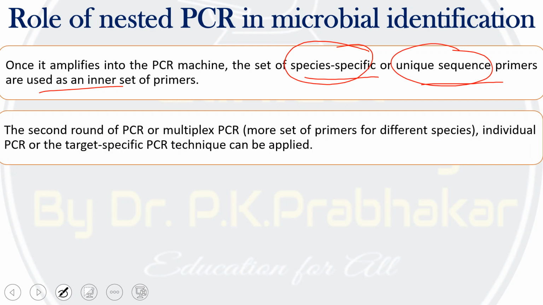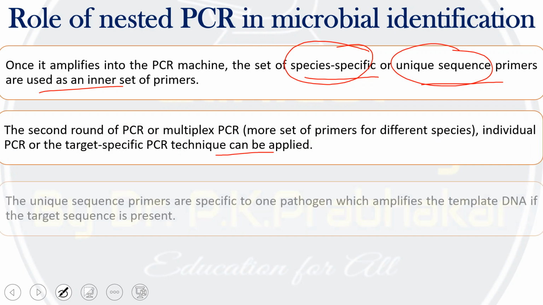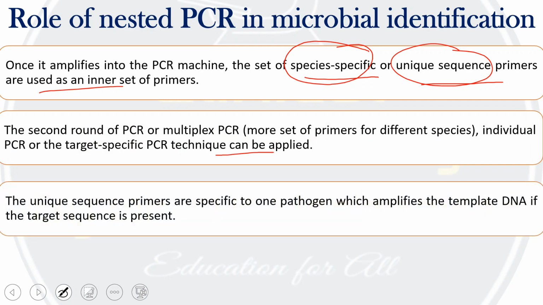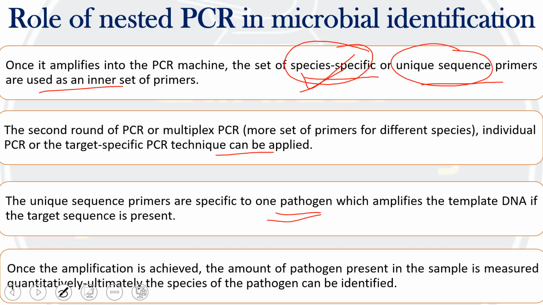Multiplex PCR I have already discussed in my previous video. So in the second round of PCR, where we are going to use this inner set of primers, individual PCR or target specific PCR can be applied. The unique sequence primers are specific to one pathogen, because when we are using a specific primer, it will amplify only the template DNA if the target sequence is present, and if it is not present, it will not be amplified. Once the amplification is achieved, the amount of pathogen present in the sample is measured quantitatively, and ultimately the species of pathogen can be identified.